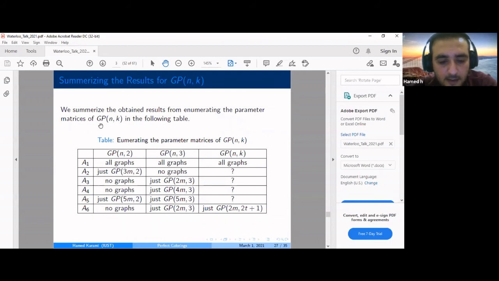Here you can see a summary of the results for enumerating parameter matrices for GP(n,k). For example, you can see all of the graphs GP(n,2) and GP(n,3). The parameter matrices are enumerated for the general case GP(n,k). For the matrices A1 and A6, the problem is closed. And for the matrices A2 to A5, it is an open problem.